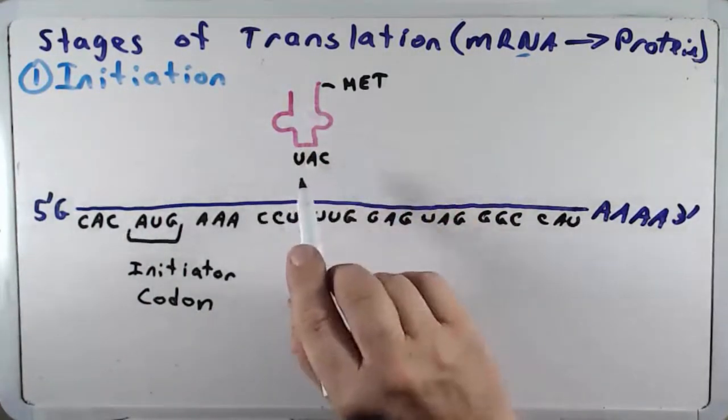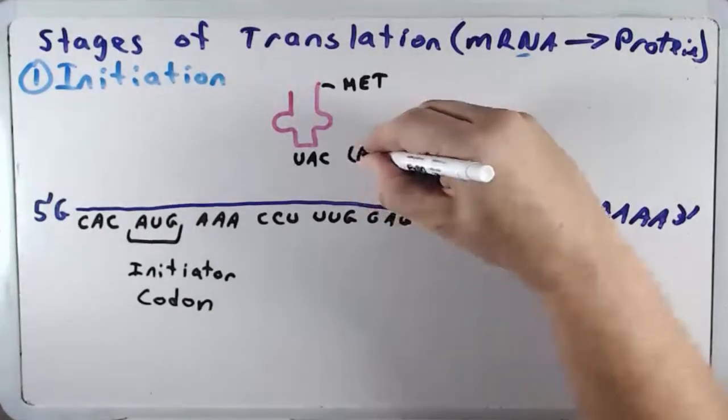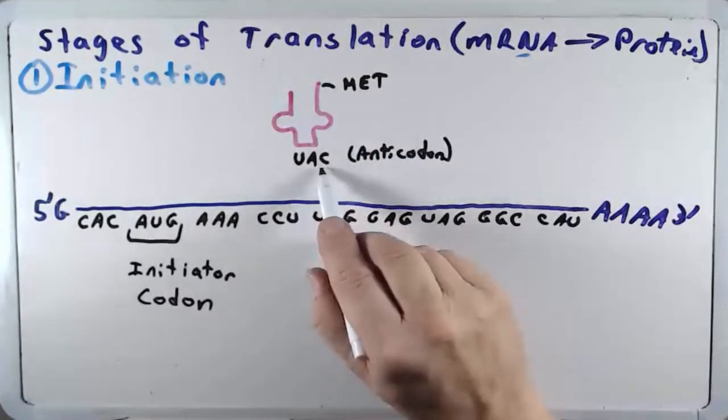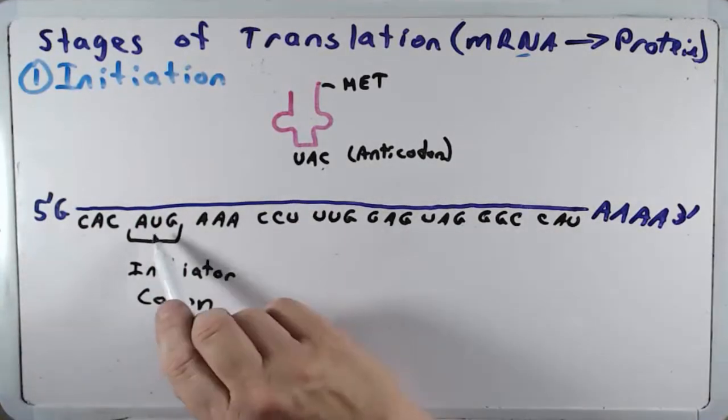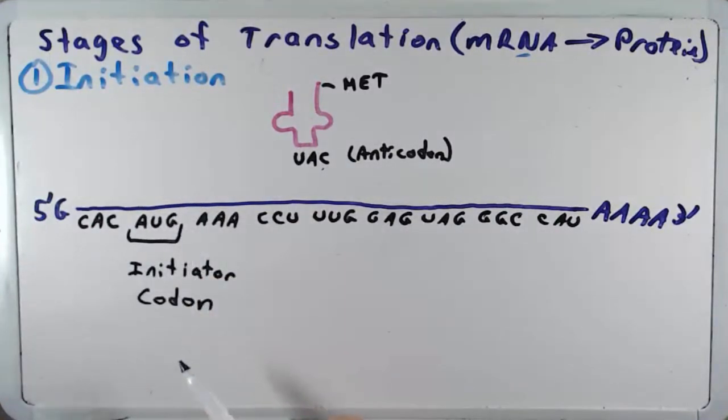This tRNA with this anticodon, in fact, let me write anticodon. This anticodon will always have methionine attached to it. Now, how is it going to find this AUG? I guess there's some low-level chance it could randomly find it, but other items on our parts list for translation are needed.